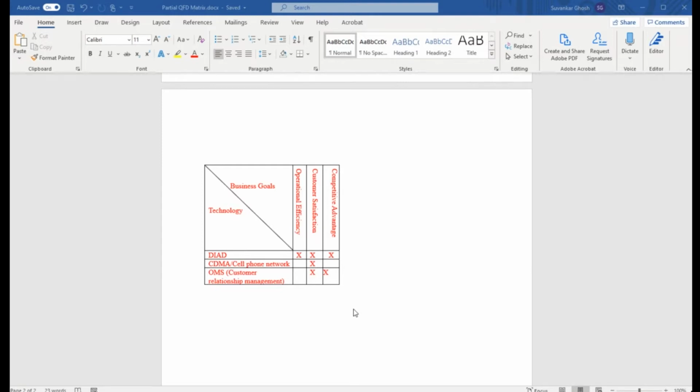Unless one can actually demonstrate to top management that, hey, if we don't put a CRM system in here, this customer is going to leave us. And usually that's never the case. So that's why it's difficult to put justifiable numbers.